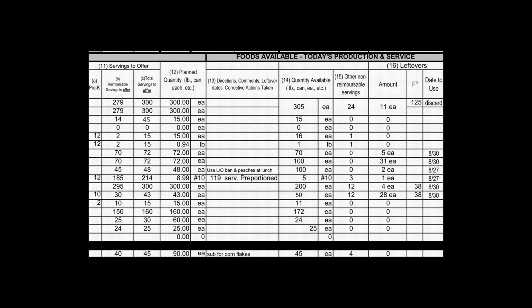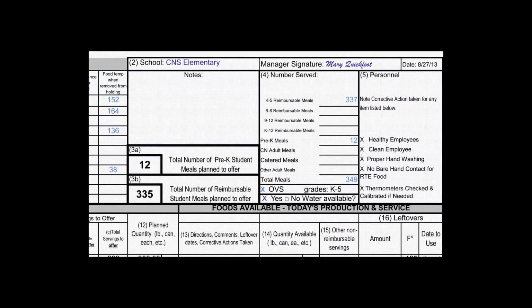If students participate in Offer versus Serve, or OVS, it is not reasonable to plan a serving of every menu item, including milk, for each student. Remember to refer to past production record columns 14, 15, and 16 for accurate planning and forecasting. For schools serving more than one menu planning grade group at each school, for example, grades K through 5 and grades 6 through 8, or grades 6 through 8 and grades 9 through 12, you must plan the menu items for each grade group separately.